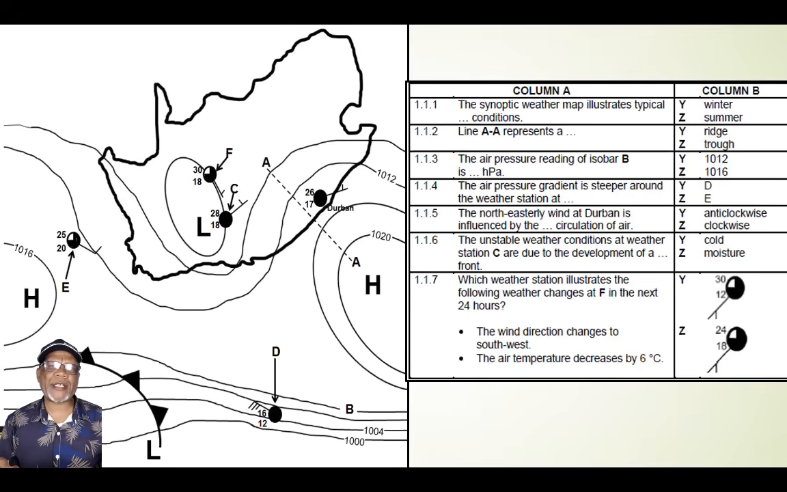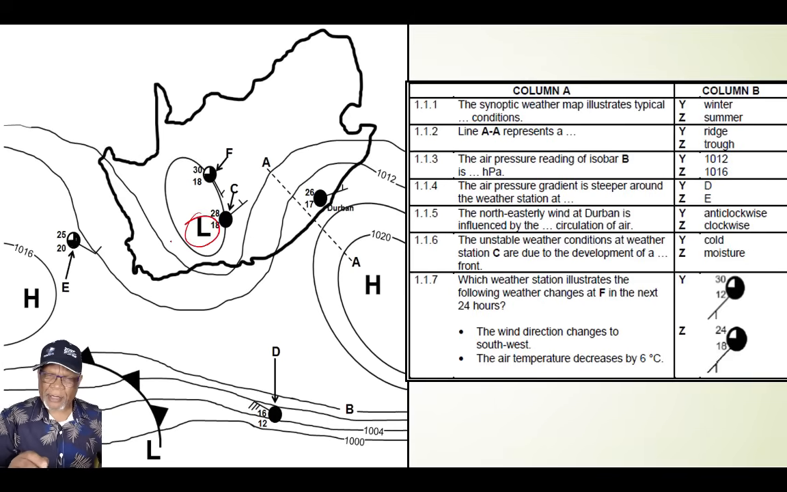But the current trend with examiners is that they draw their own coastline of South Africa and simply put the features that they want to assess you on. So what we have there, we have a synoptic weather map. The question is, the synoptic weather map illustrates typical conditions. What is it, winter or is it summer? Now you have to interpret this. What do you see here?